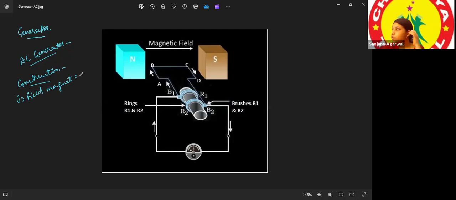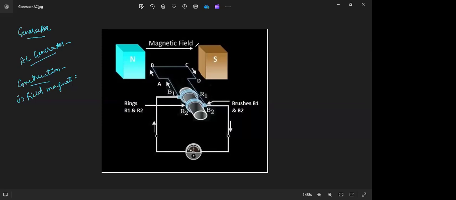Basically, in practical generators, the magnet, which in this diagram is shown as a cube-like structure, is a bit curved, like a horseshoe magnet, so as to focus the magnetic field across the coil. So you can add that it is a strong permanent magnet, or a strong horseshoe magnet.